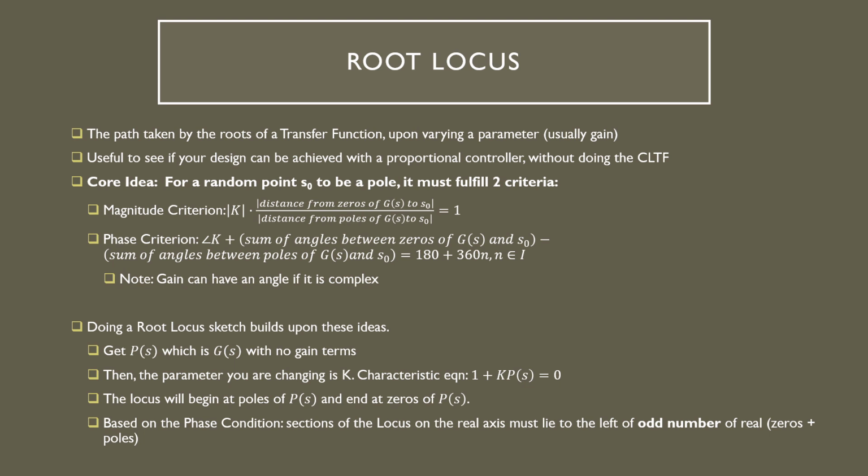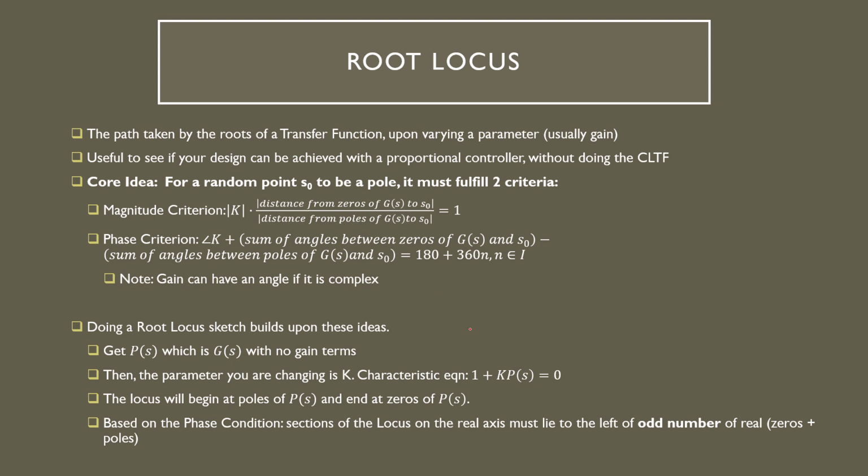Routh-Hurwitz works on the closed loop transfer function, but we can also work on the open loop transfer function. So we use something called the root locus. The root locus is the path taken by the roots of a transfer function upon varying a parameter, usually gain. So if I set the gain to 1, the roots are somewhere. If I increase the gain, what happens to the roots?